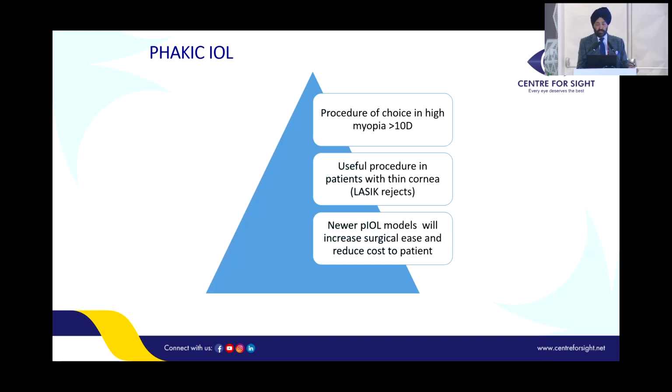So this is my procedure of choice for high powers. Also, when corneas are thin or forme fruste, or certain other things, keratoconus patients, after cross-linking with stability in the cornea, if they are improving with glasses, you can go ahead and put an ICL. And newer models will increase the surgical ease and reduce the cost to the patient.